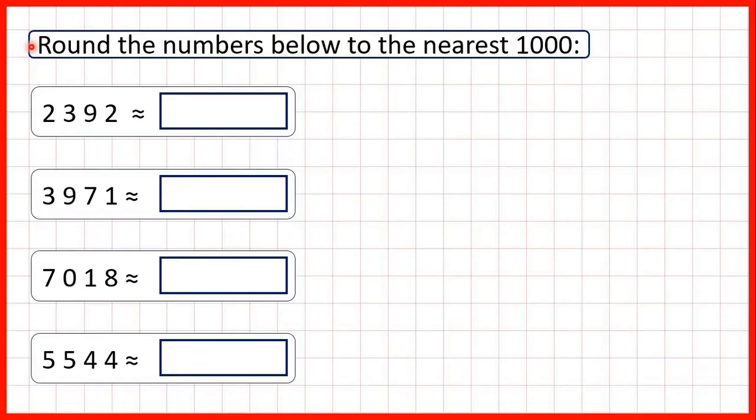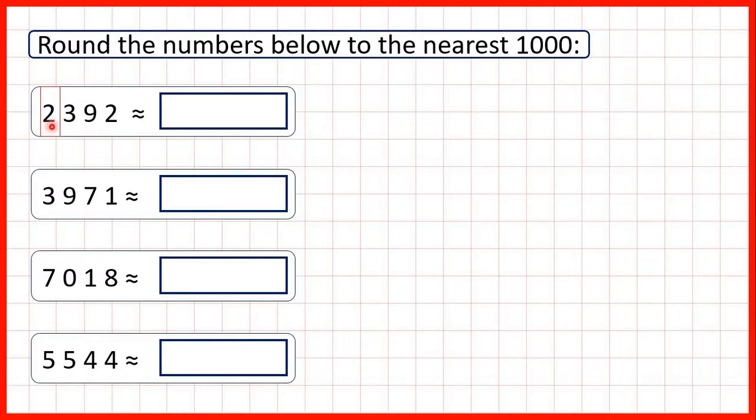We need to round the numbers below to the nearest thousand. So first, we have 2,392. Now because we're rounding to the nearest thousand, we need to find our thousands place, which in a 4-digit number is always the first digit. Now what I like to do is highlight or circle the place value that we're rounding to.